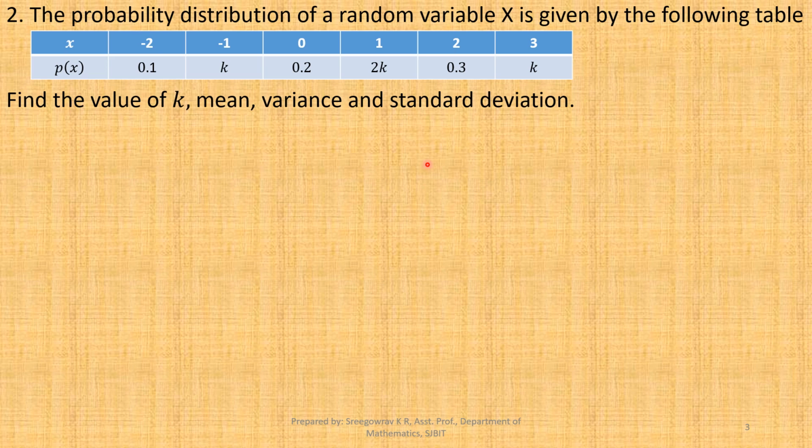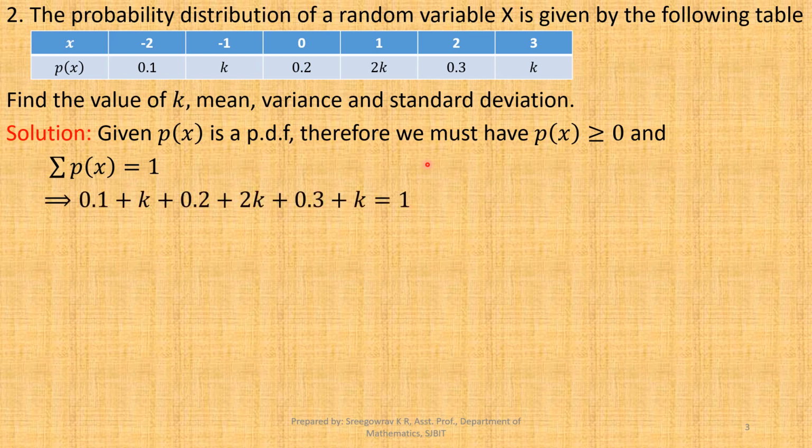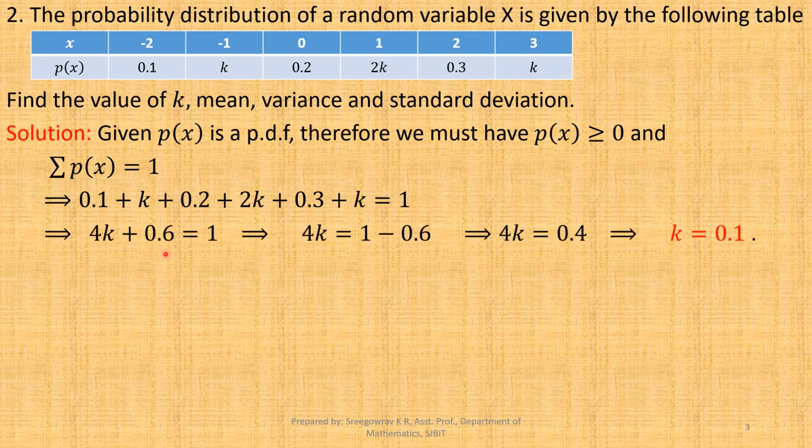Okay, so I will use the first condition. P of x is a PDF. Therefore, we must have P of x greater than or equal to 0 and summation of P of x is equal to 1. So by using the second condition, first find the value of k, that is adding all the values of the given p of x and equate to 1, we will get the equation 4k plus 0.6 is equal to 1. Simplify this expression, we will get the value of k is equal to 0.1.